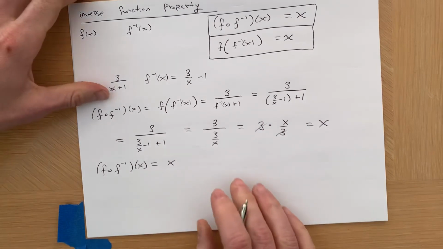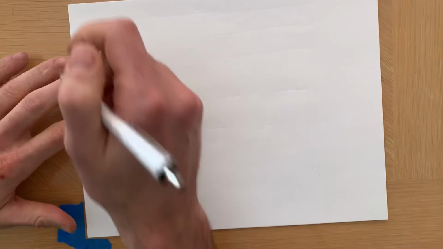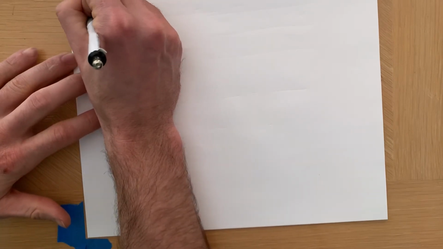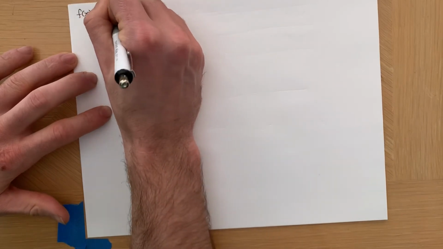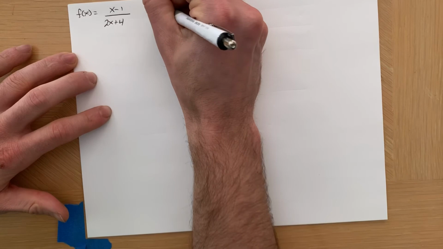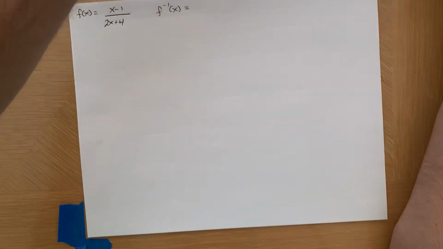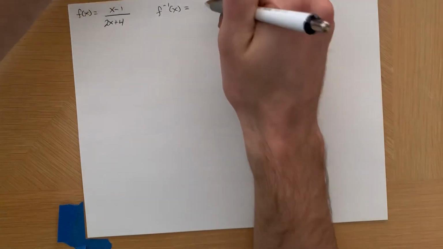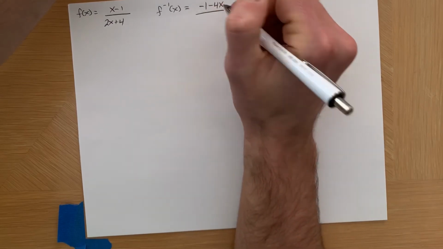Let's do one more example like that. Let's do it for the third one we did. So the third example we did, we started with f of x is equal to x minus 1 over 2x plus 4. And what we found is that our f inverse of x was equal to minus 1 minus 4x all over 2x minus 1.